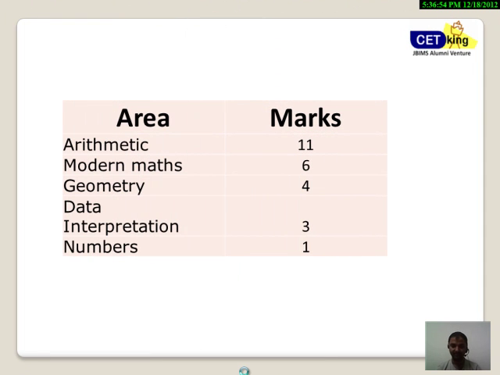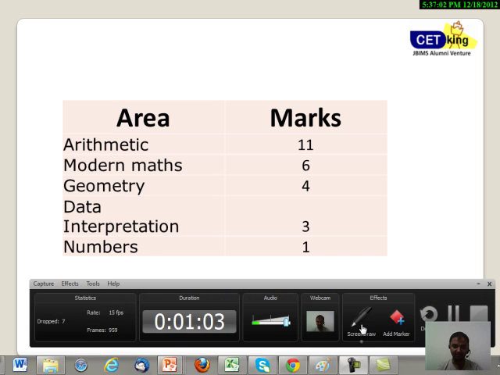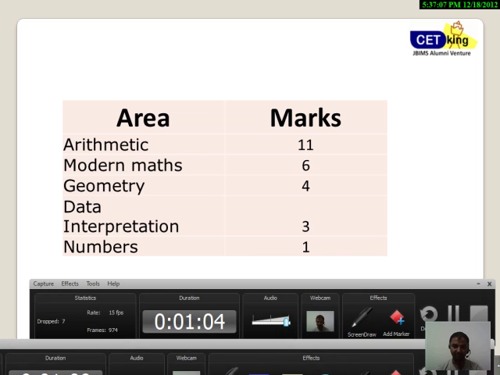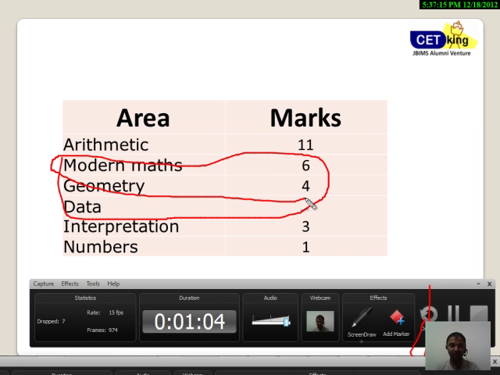Now let me get my pen here. Yeah, one second. Alright, now if you see this section, modern math and geometry are the two areas which are the most important part of the exam. Arithmetic is the same as you have seen in other exams, SNAP, NMAT, CAT. And most people prepared for arithmetic, time and distance, time and work. We'll talk about the topics in detail in some time. But modern maths and geometry are the two most ignored areas. So these are the areas where I want you to focus. Followed by DI 3 questions and numbers 1 question. So that's an overview of the exam.